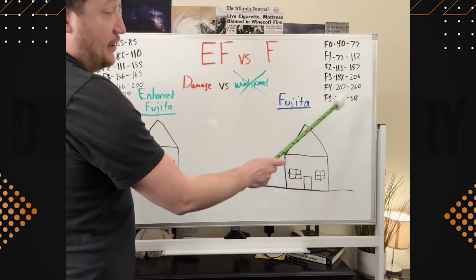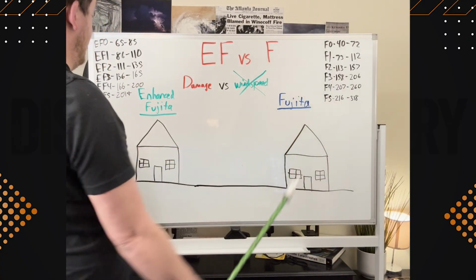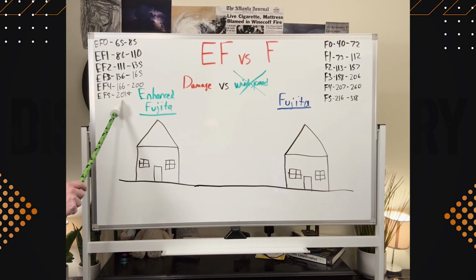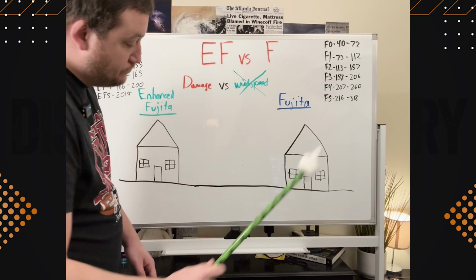So an F5 originally was 216 to 318, and EF5 now is anything that is 201 miles per hour plus. That is important to remember, is 201 miles per hour, not 200 miles per hour. You can have a 200 mile per hour EF4. We've had a couple that make people really mad, but that's not the point.